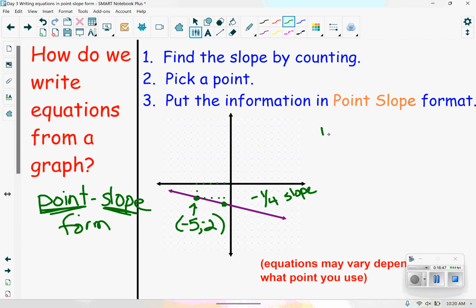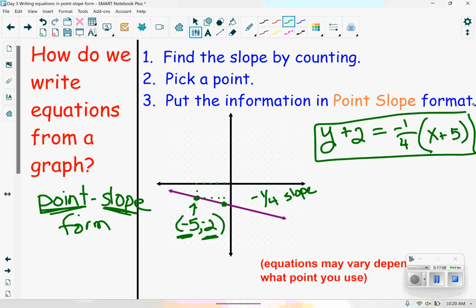So it's going to be y minus the y of my point, and that's a -2, so I'm going to put a +2, equals the slope, -1/4, x minus the x of my point. That's going to be a double negative, so I'm going to put +5. There's my equation. Pretty good.